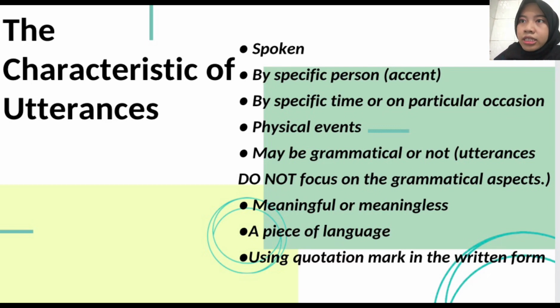The characteristics of utterance are spoken by specific persons or accents, at a specific time or on particular occasions. A physical event may be grammatical or not. Utterance doesn't focus on grammatical aspects, meaningful or meaningless. It is a piece of language using quotation marks in the written form.